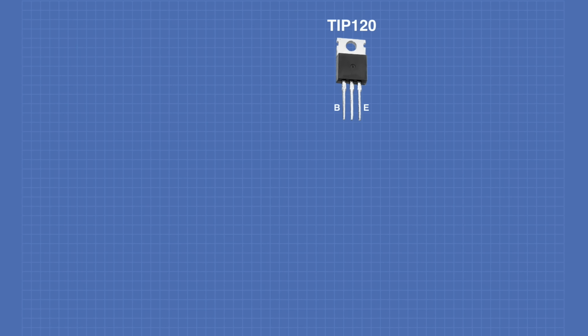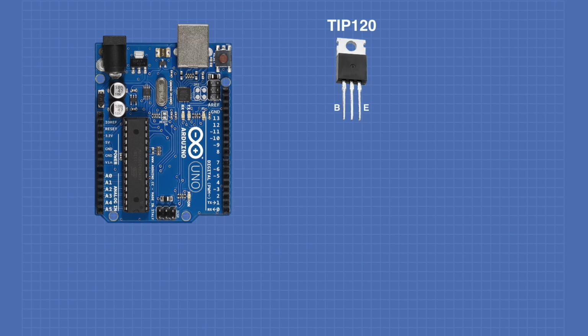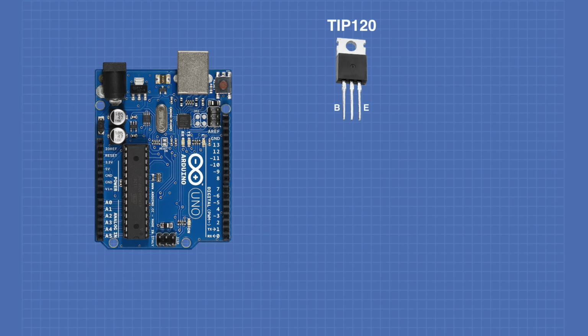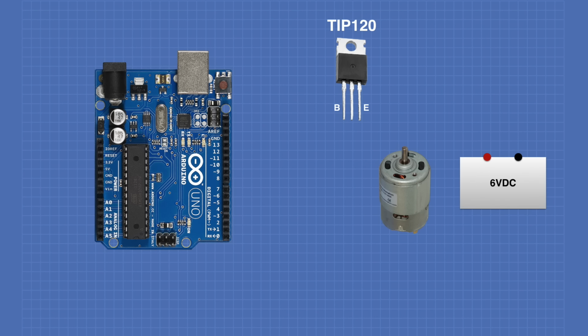So here's the hookup for our next experiment. As with the previous experiment, we'll start with a TIP120 power Darlington transistor and an Arduino Uno. We'll also be using a small 6-volt DC motor. You can use a 12-volt motor if you wish. I have a power supply for my 6-volt DC motor. Again, you can change that to 12 volts if you need to.